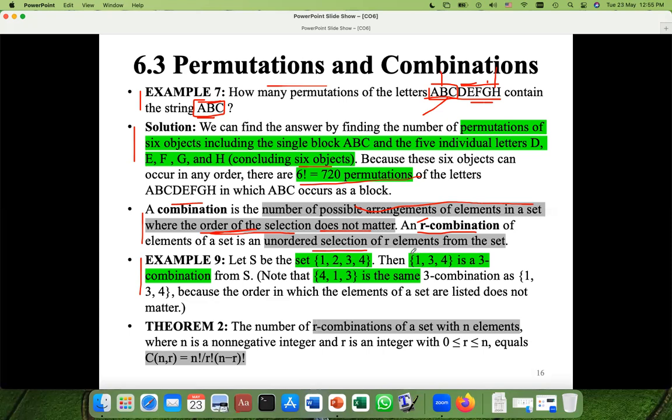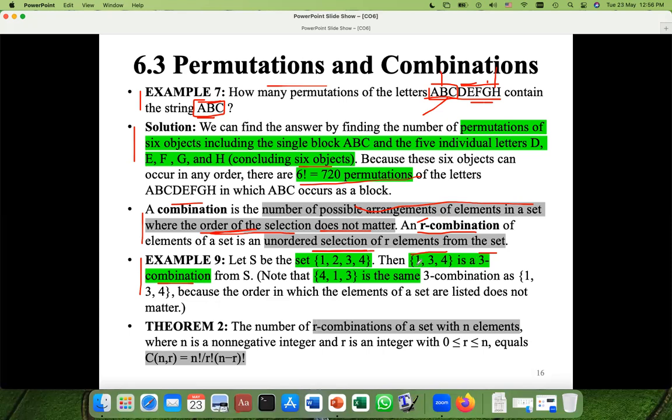And if we have this combination extracted from this set, and we are saying it 1, 3, 4, then this is a 3 combination. This is called that because it is containing 3 elements. The set itself contains 4 elements, but the combination contains 3 elements, fewer than the set. So that's why now we are calling it a 3 combination.